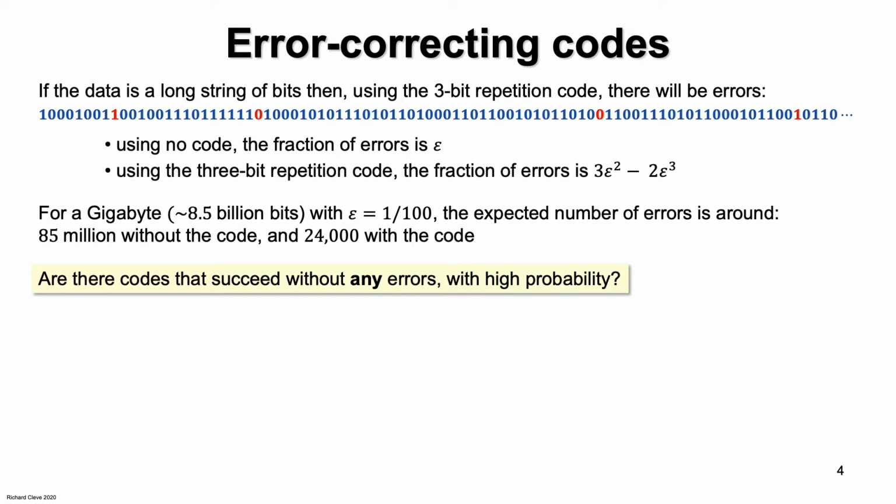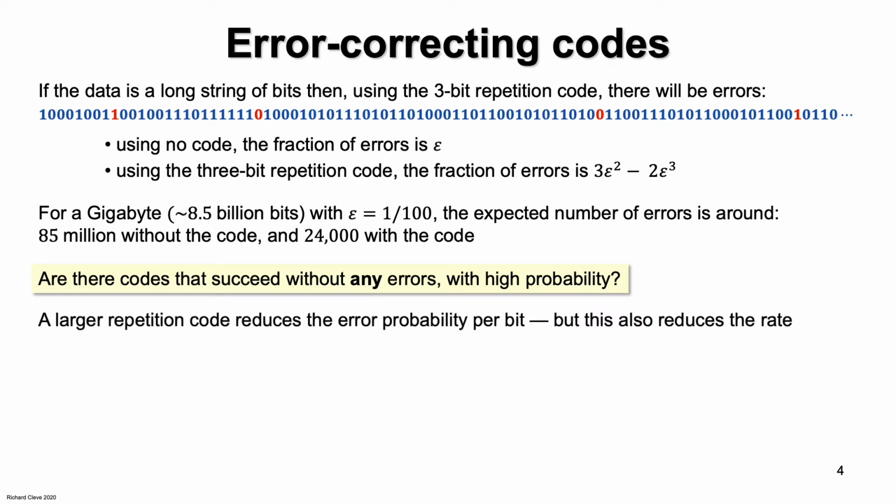But suppose that we don't want any errors. Can this be achieved? One approach is to use a larger repetition code than 3 bits. That reduces the error probability for each bit, but this also reduces the rate, so many more gigabytes would have to be sent.